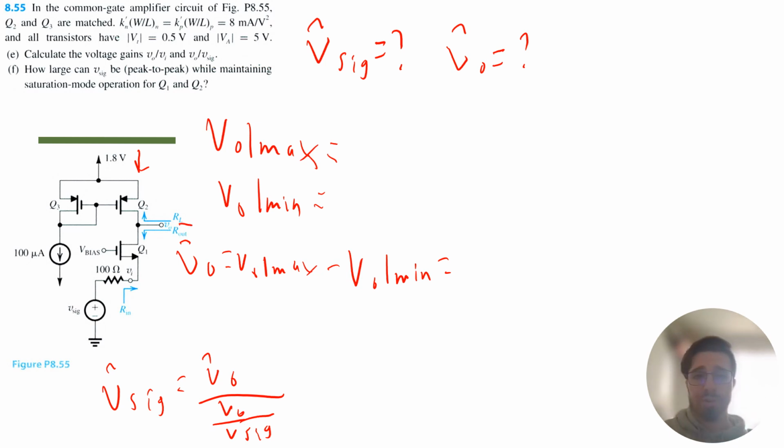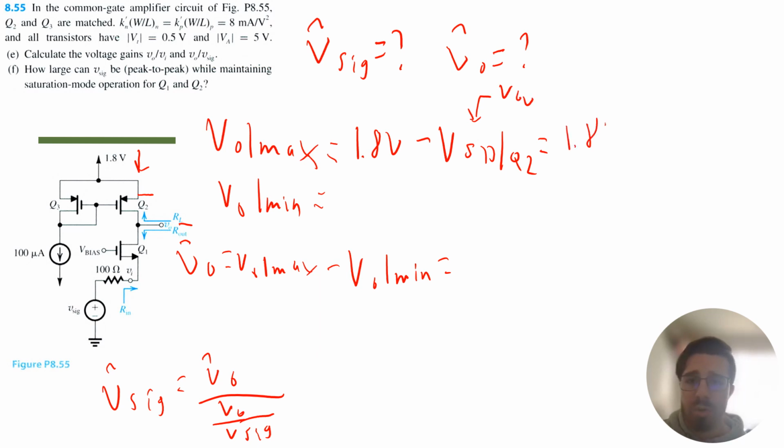So if we start at the top of the circuit, that would be 1.8 volts. And then to get to the output voltage, we would get here, and we need to subtract the voltage from source to drain at Q2. But we know that in order to maintain saturation mode, the minimum this could be would just be V overdrive. So it would be 1.8 volts minus 0.158 volts, calculated this earlier. So the maximum output voltage we can have is 1.642 volts.